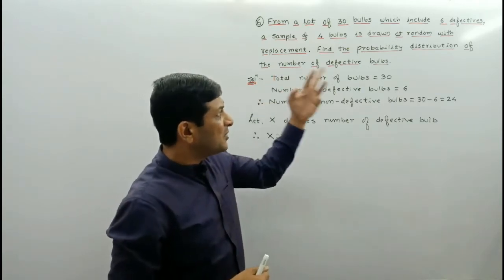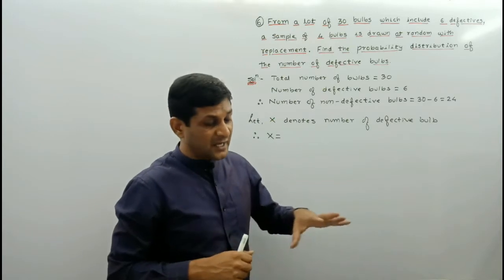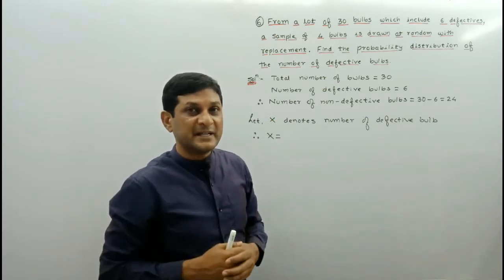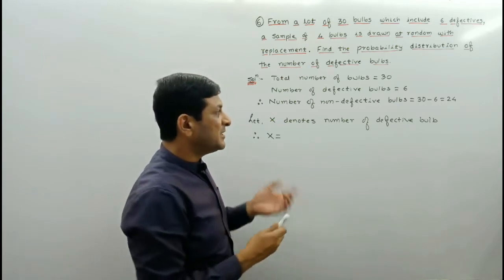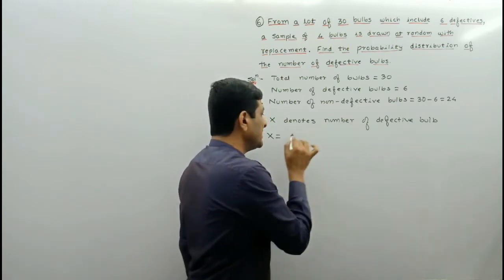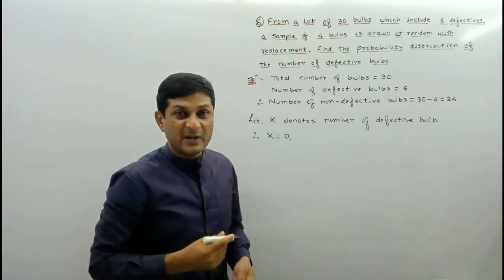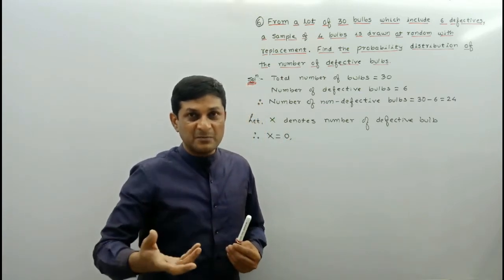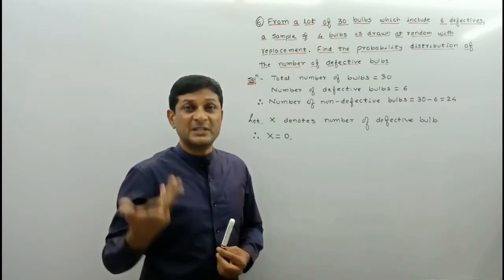Now if 4 bulbs are drawn, there is one possibility, एक possibility ऐसी है कि जो 4 बल्ब हमने निकाले वो सभी के सभी नॉन डिफेक्टिव भी हो सकते हैं. सभी के सभी नॉन डिफेक्टिव हैं, इसका मतलब डिफेक्टिव बल्ब्स की वैल्यू कितनी हो गई, 0. Isn't it? One possibility is there. So total 30 bulbs are there. 4 bulbs are drawn at random with replacement.